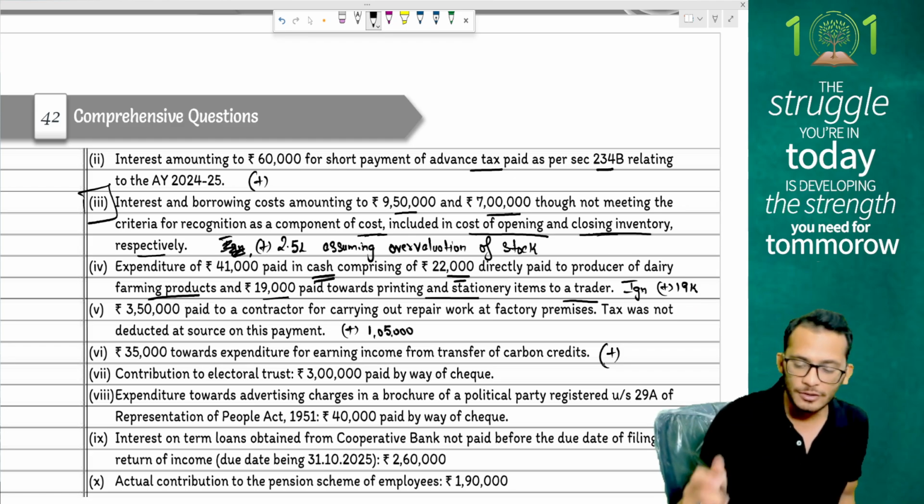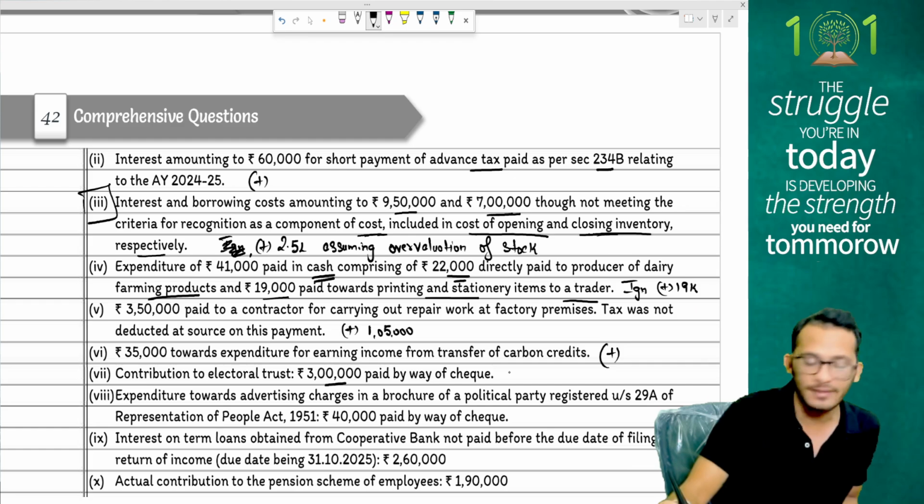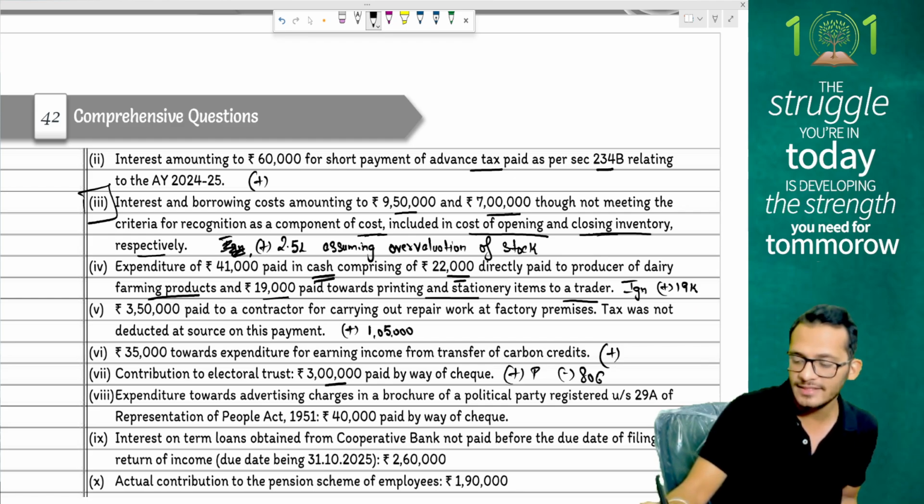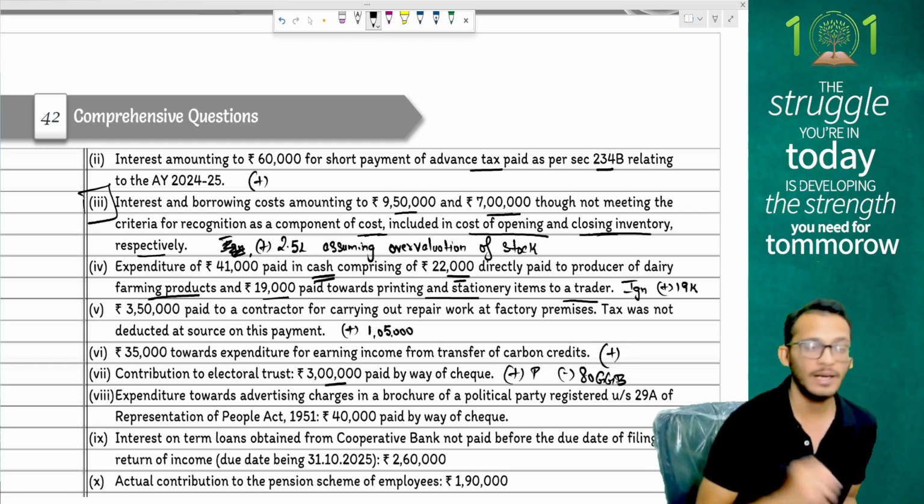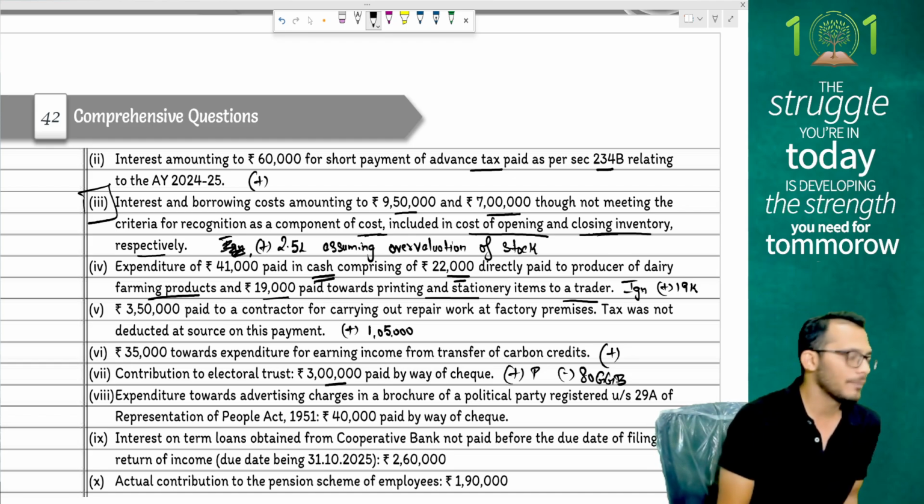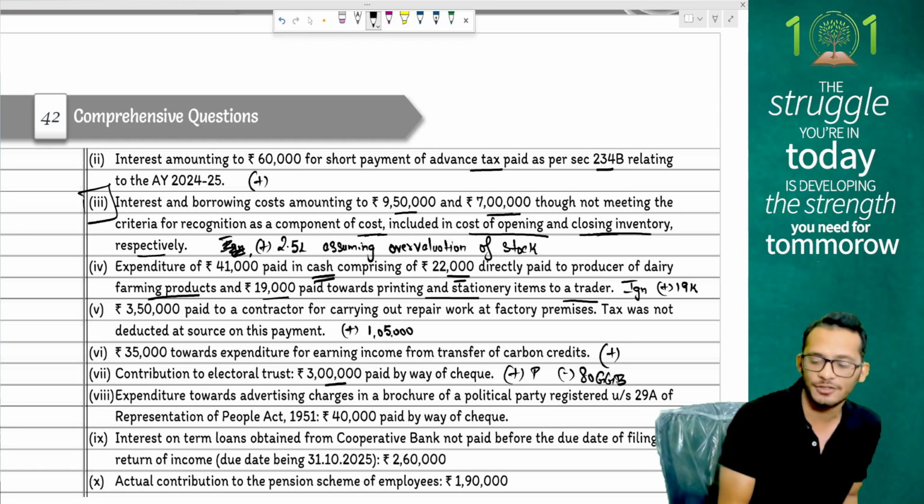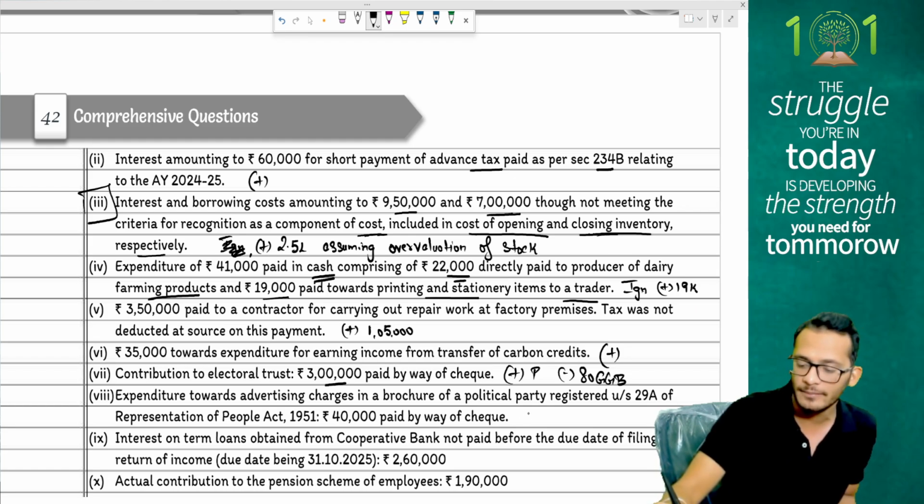Next, contribution to electoral trust, 3 lakhs is paid by cheque. I will move to 80GGB. Yes. Next, expenditure towards advertisement in brochures of a political party registered under 29A of the Representation of the People Act, again paid by cheque. I will move to 80GGB.